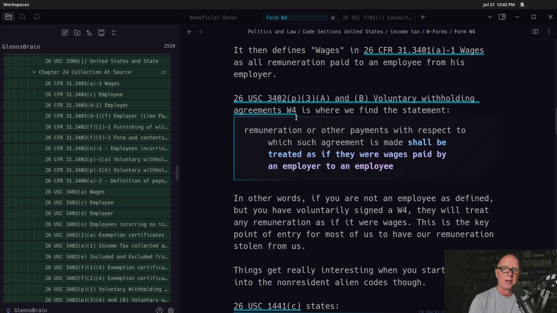So a W-4, if you look at the title on it, says it's a withholding certificate, and there are definitions and stuff for that as well.